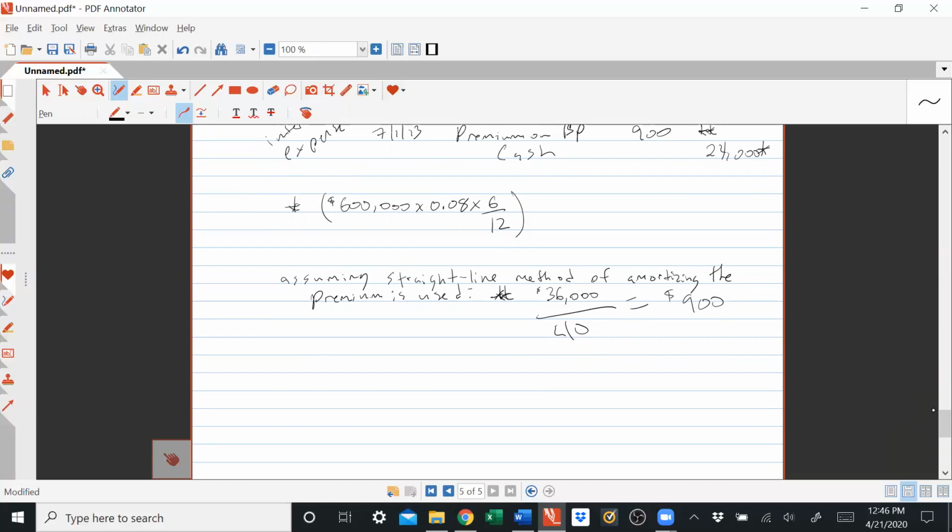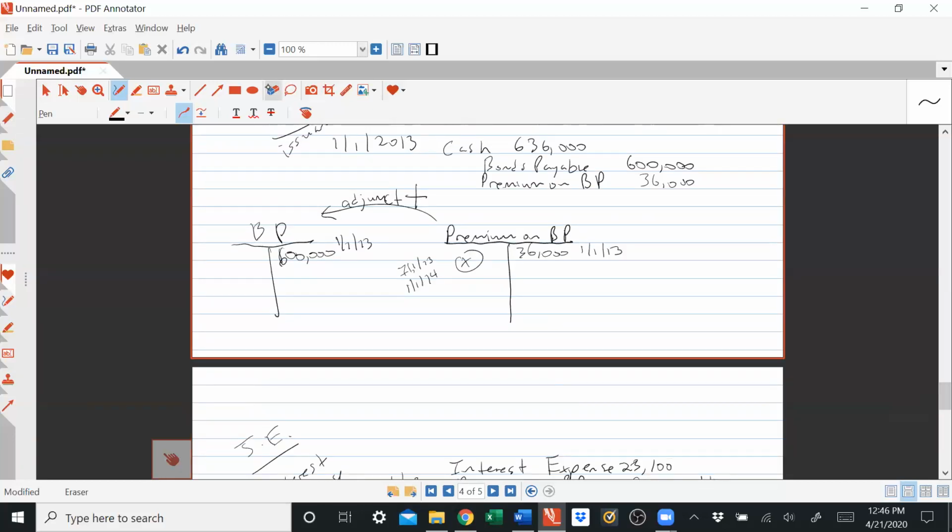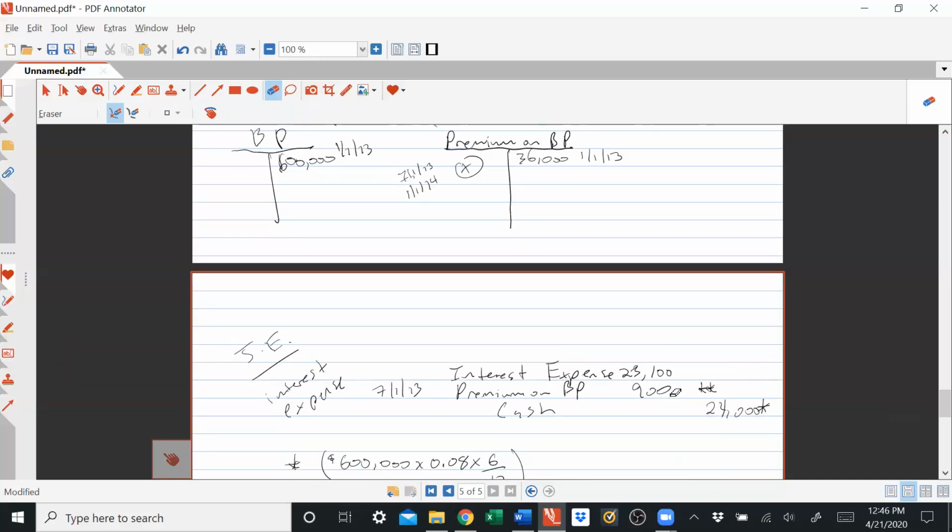Now let's talk about retiring the bonds. Let's go back to our premium on bond payable account. We will have made 12 debits to this account for $900 each, right? Because every time we make a journal entry for interest, we're going to reduce the premium by $900. So as of January 1st, 2019, what's the balance in the premium on bond payable account? 900, 900, dot, dot, dot, 900, 12 times.